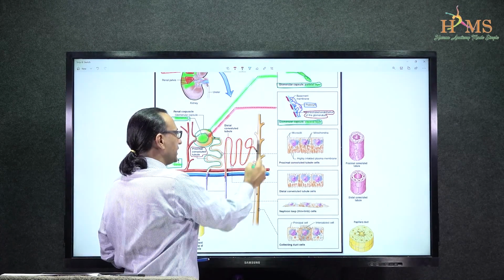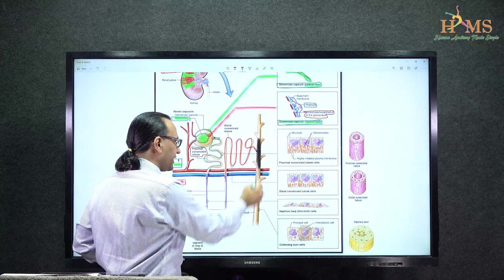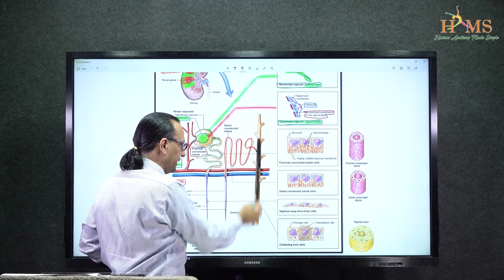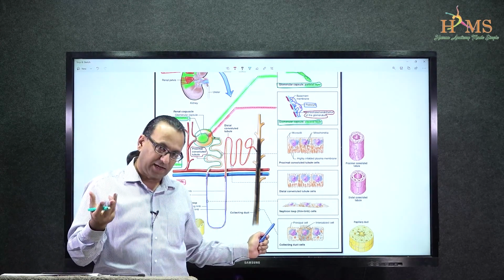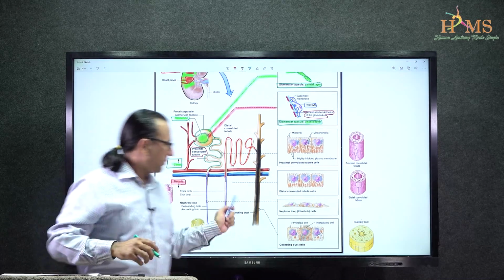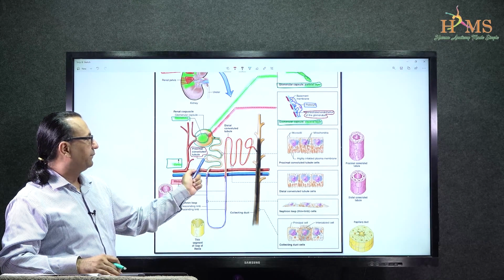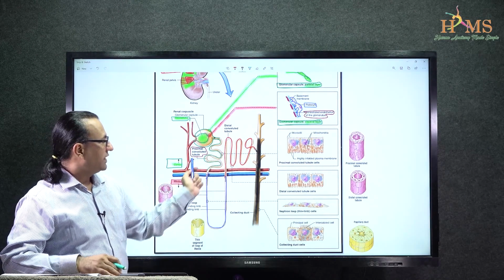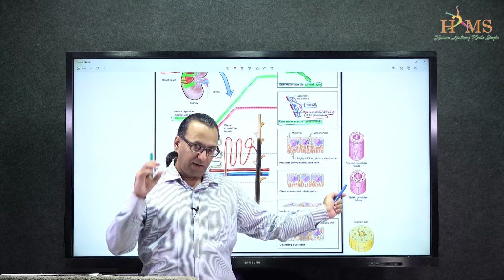So this urine has been put now into the collecting duct, and this collecting duct will carry it towards the remaining portion of the collecting system. That is basically the minor calyx, major calyx, etc. Now coming to the epithelial lining. If you are talking about the PCT or DCT, both of these have a simple cuboidal epithelium with some microvilli.